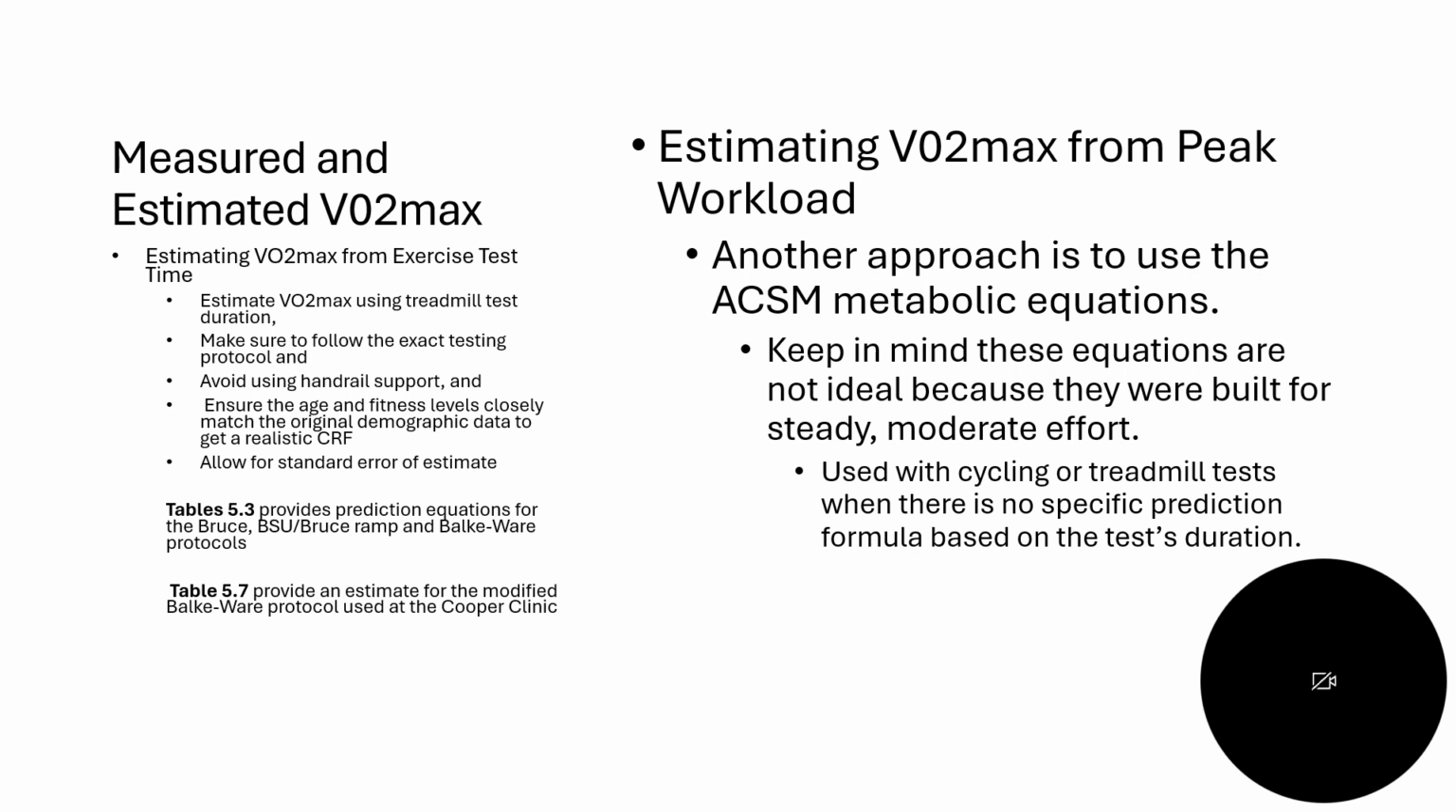Another approach to obtaining an estimate of VO2 max is to use the ACSM metabolic calculations, which will be found in Chapter 6 and discussed at that time. However, this method is not desirable because the metabolic calculation equations were developed for steady state submaximal work rates. However, for cycle testing or other treadmill protocols without prediction equations based on test time, they're sometimes helpful.